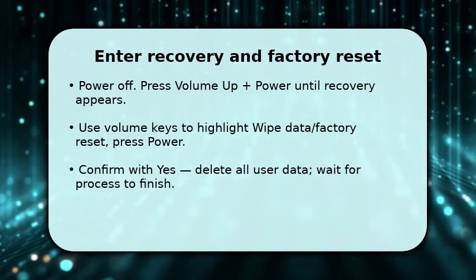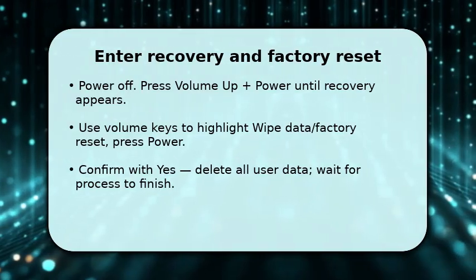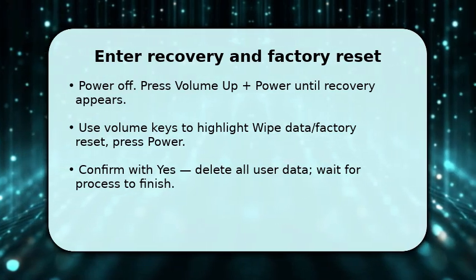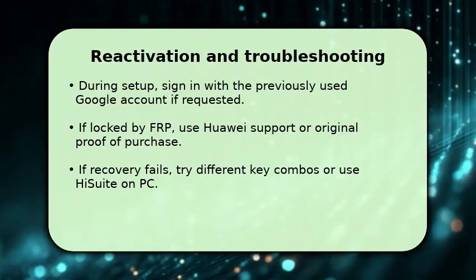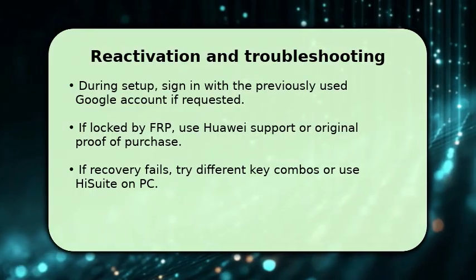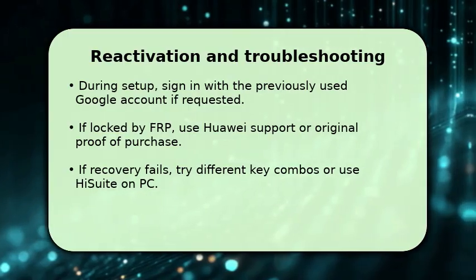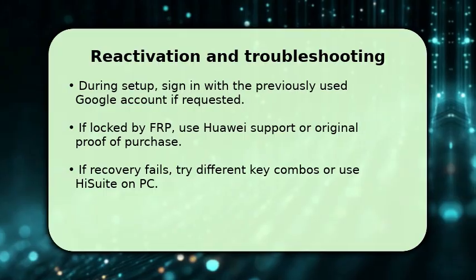Once rebooted, proceed to Initial Setup. This removes the lock but may trigger activation locks. Finally, you complete setup and address activation locks. During first boot, make sure to sign into the same Google account that was on the phone before the reset. This satisfies factory reset protection.